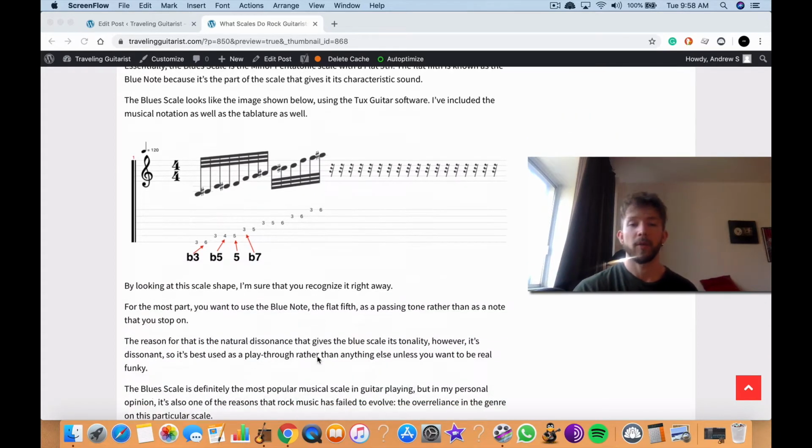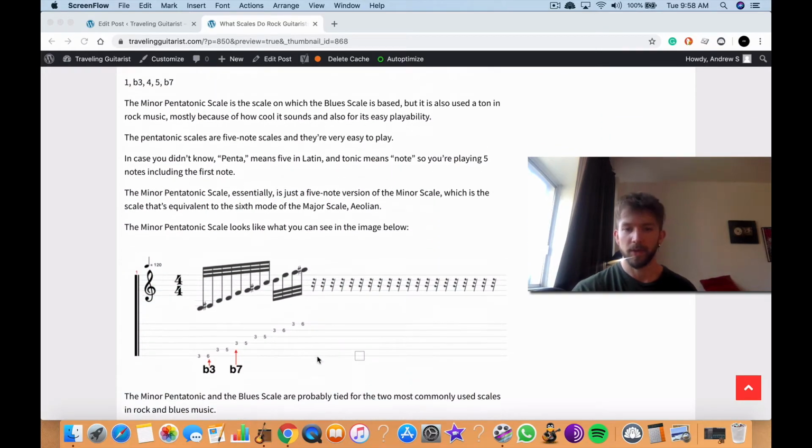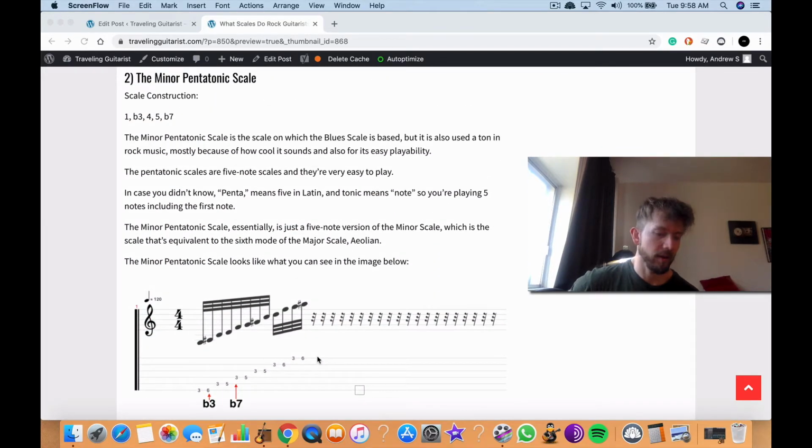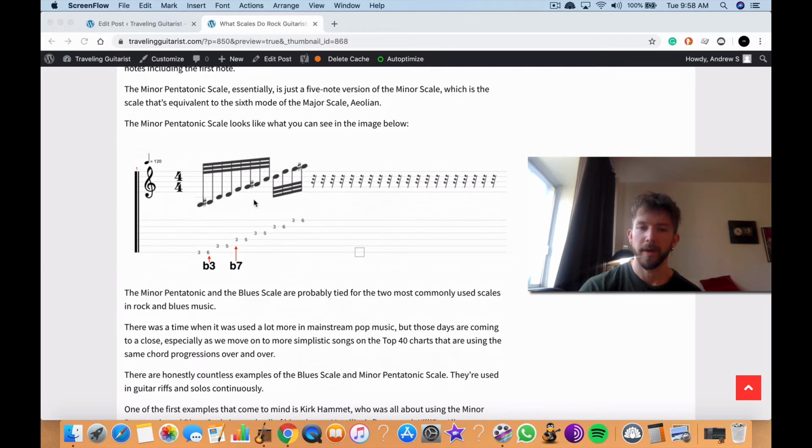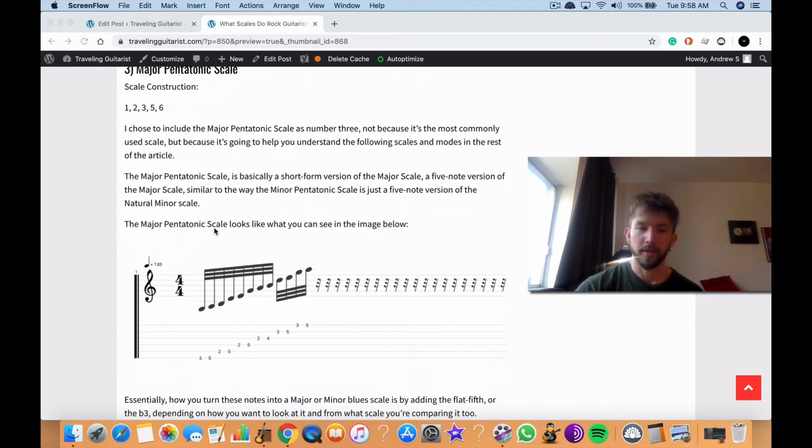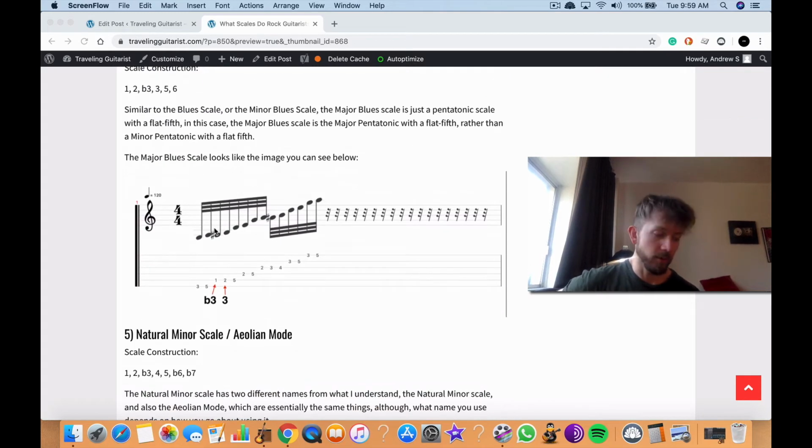And then moving on from that one, you have the minor pentatonic scale, which is just a 5-note version of the same thing. And that's it right there. And then you have the major pentatonic scale, which sounds like this. That's the major pentatonic, and then you have the major blues scale.